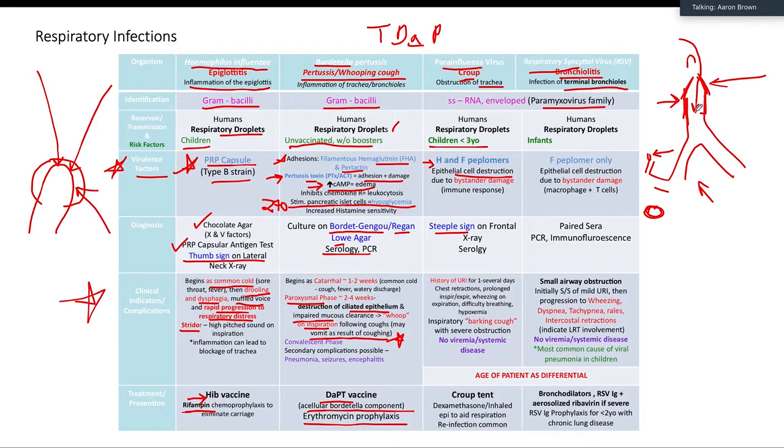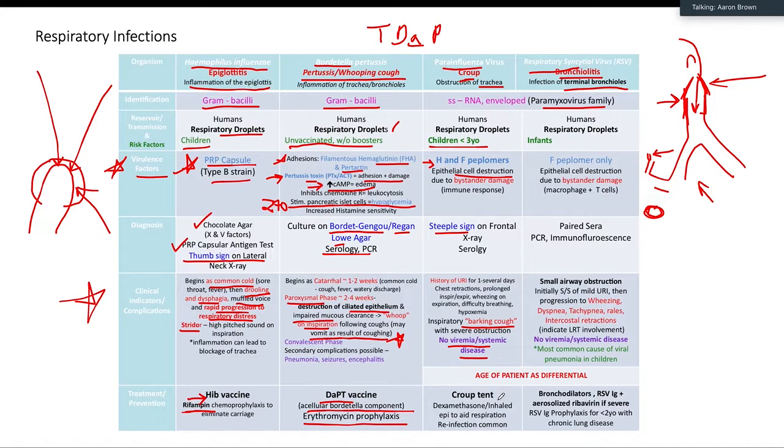And on inspiration, you will hear a barking cough, almost described as a seal-like cough, right? You've seen seals by the beach in California. They go, right? That's what we're looking for in this croup, really associated with that barking cough, because that's how it's going to be described in your question stem, okay? Otherwise, we're not looking for viremia or a systemic disease.